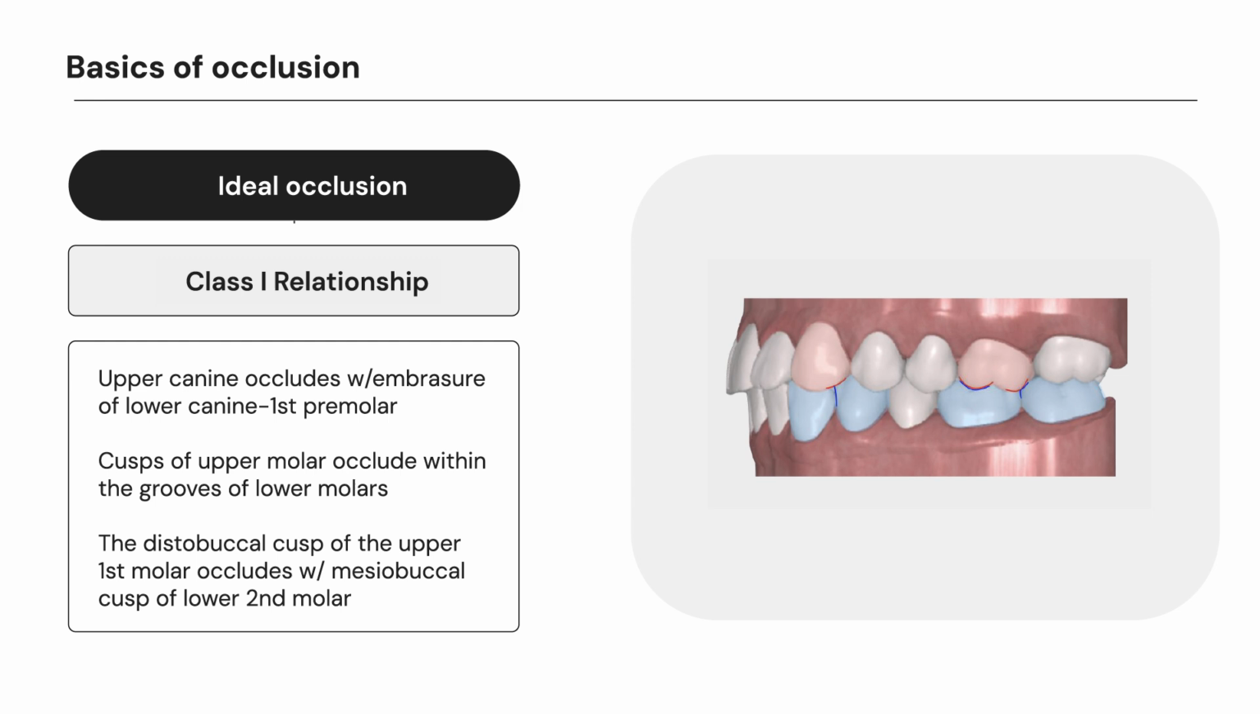So when we look at the canine, we are now talking about how the upper canine fits into the embrasure space of the lower canine and the first premolar, right? It's the hills and valleys thing that we talked about. That's, again, healthy ideal occlusion.